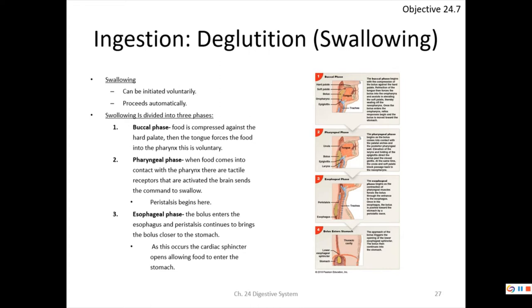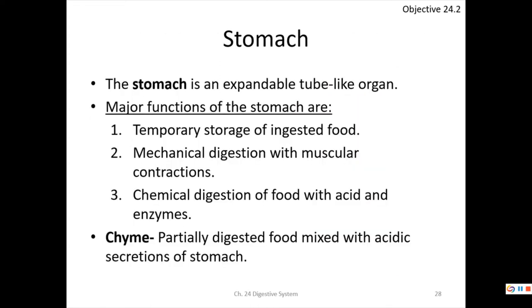Then it swallows, and then we go into the esophagus where we go to the stomach. The bolus goes down the esophagus, then it enters the stomach through the cardiac sphincter or lower esophageal sphincter, and that gets in the stomach. Now, in the stomach, there's going to be many enzymes and acids here, so a lot of digestion happens in your stomach. The stomach, being this expandable tube like a sack, it can stretch a lot.